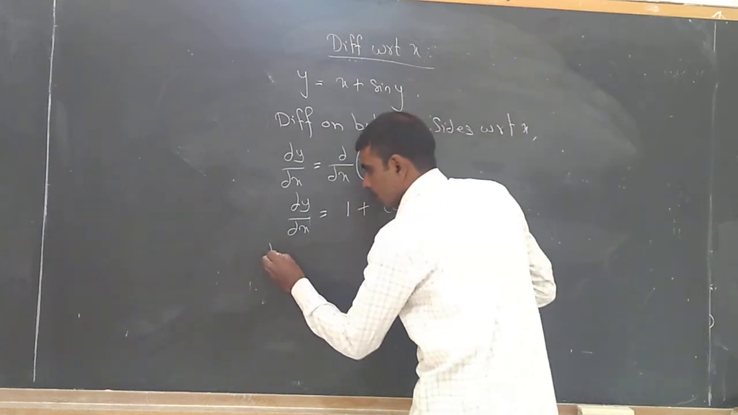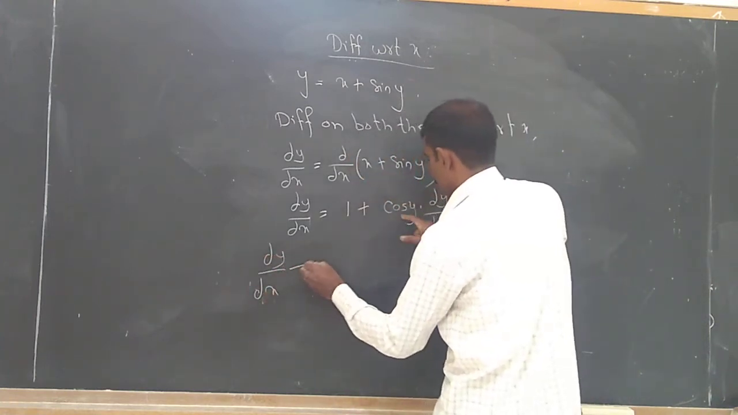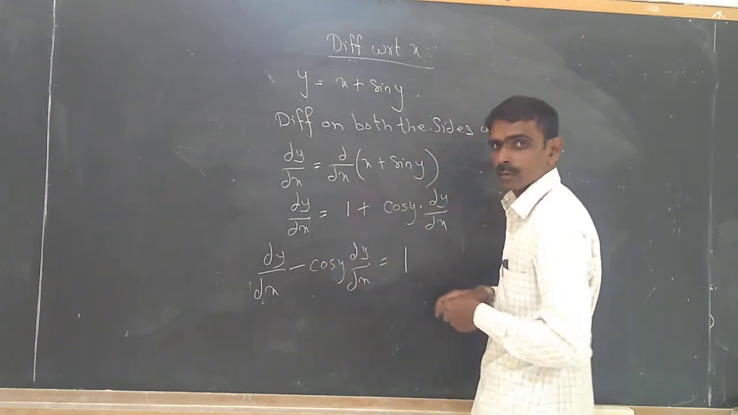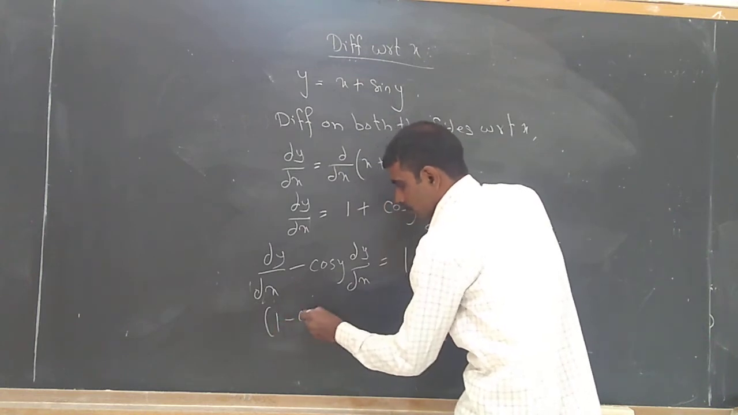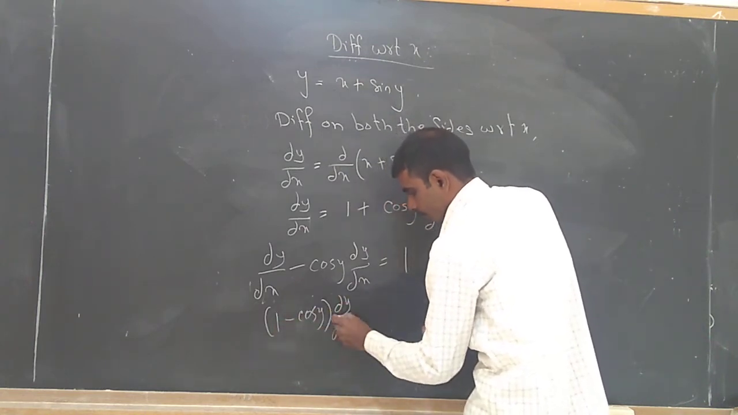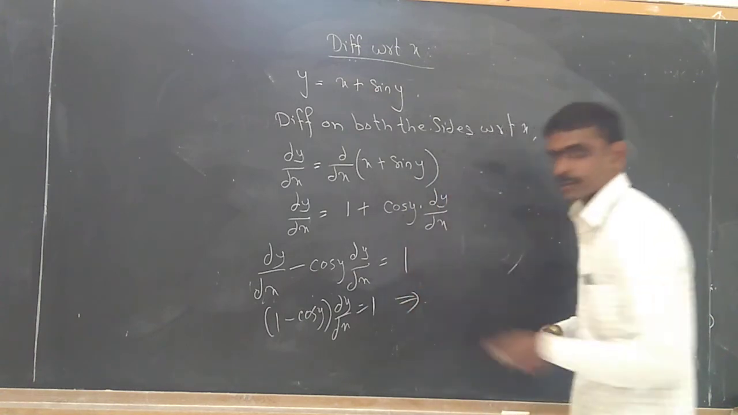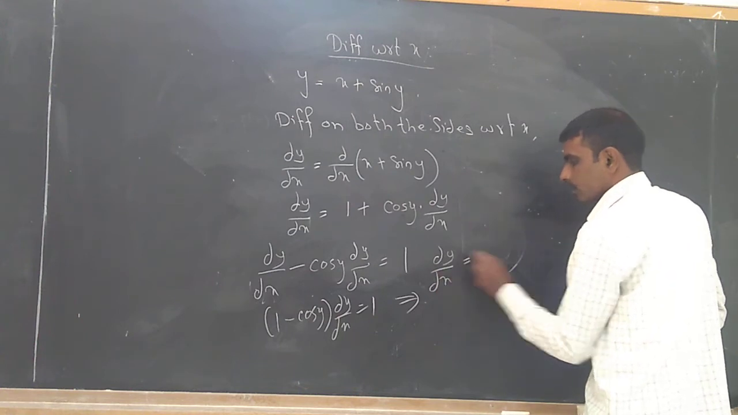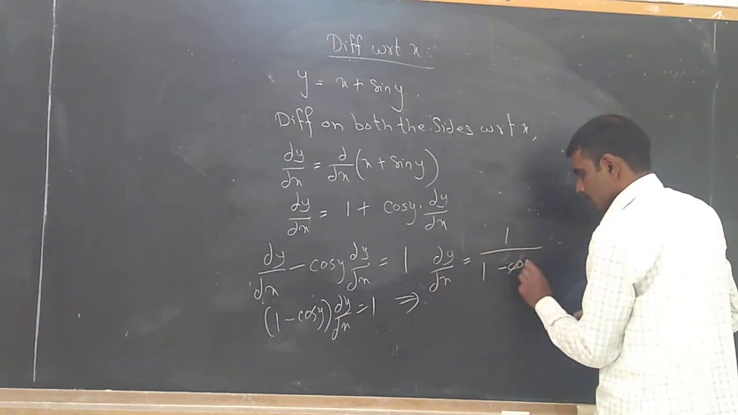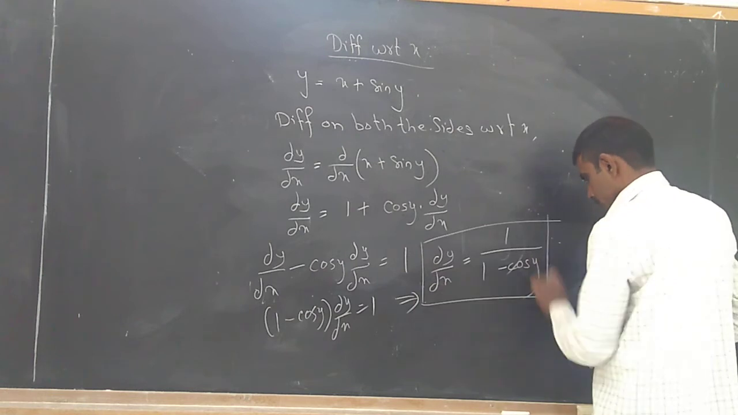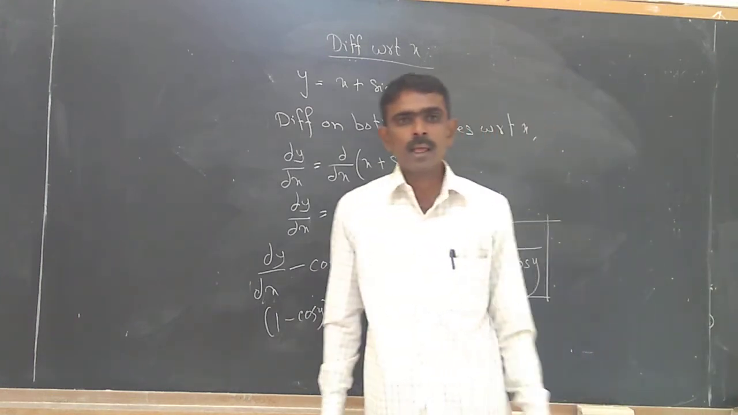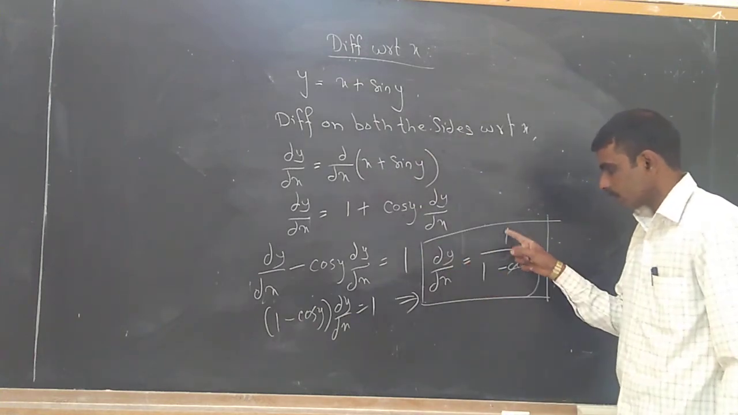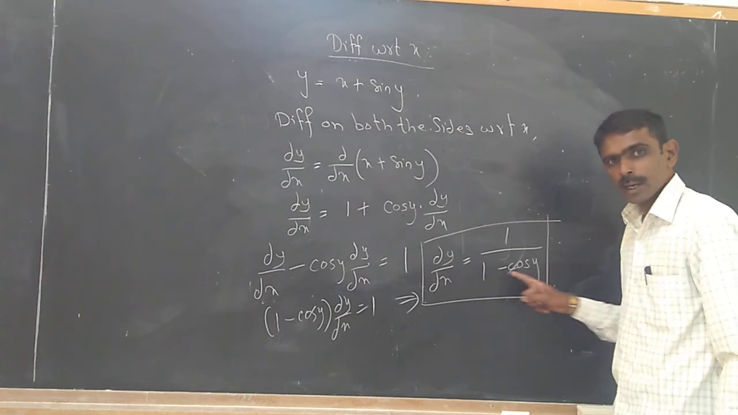So this will be dy by dx minus cos y into dy by dx is equal to 1. Here what is common? dy by dx. So dy by dx times (1 minus cos y) is equal to 1. This implies we will be writing only dy by dx. So dy by dx will be equal to 1 divided by 1 minus cos y. So this is how you differentiate an implicit function.